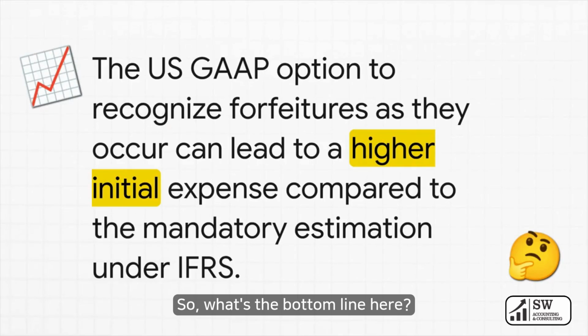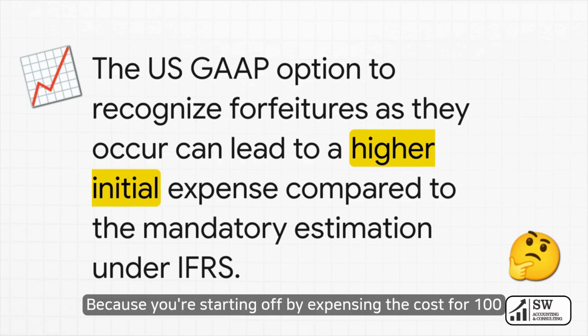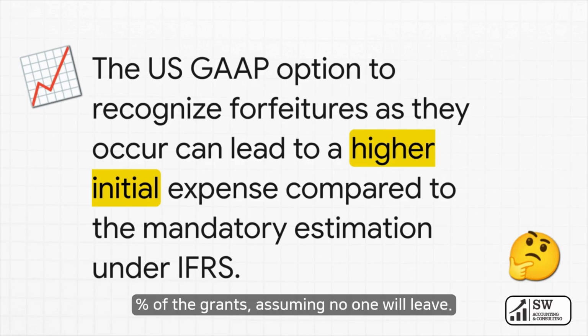So what's the bottom line here? It's a little counterintuitive, but that US GAAP choice to wait for forfeitures to occur can actually mean a higher expense up front. Why? Because you're starting off by expensing the cost for 100% of the grants, assuming no one will leave. So if a company chooses that path, its initial expenses could be higher and its profits lower than an IFRS company in the early years.